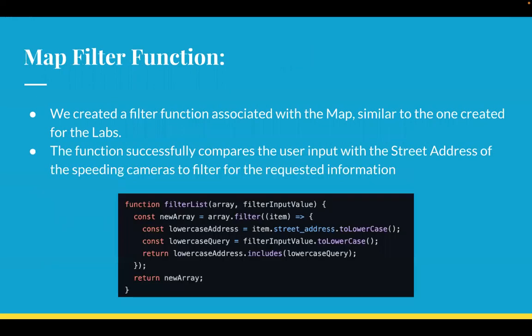The other success we had in this project was that we were able to use the map filter function. We created a filter function associated with the map similar to the one we created for the labs. So instead of comparing the user query to restaurant names like in the labs, we compared the query to the street address column in the data set, in order to get our filtered list.